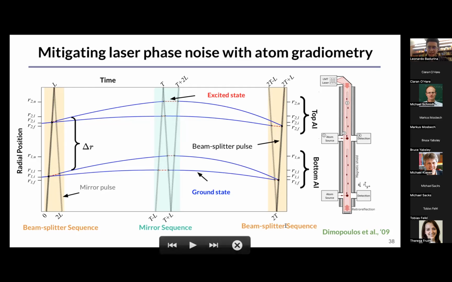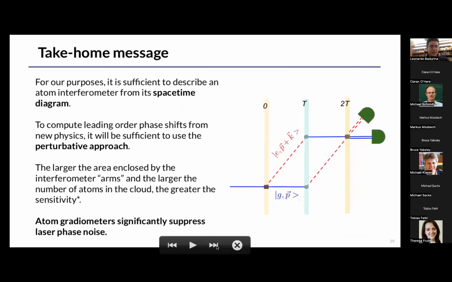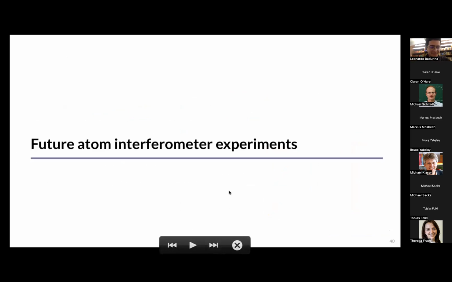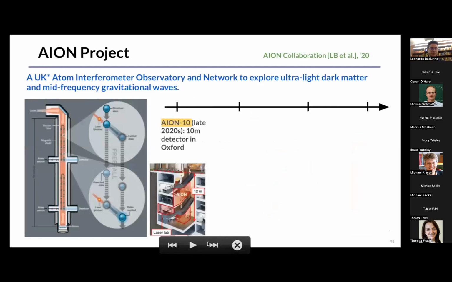All right. If there are no further questions, let me convince you that this technique actually has some application, and that people have invested money in it. That's what I'll be saying now, telling you about future atom interferometer experiments.